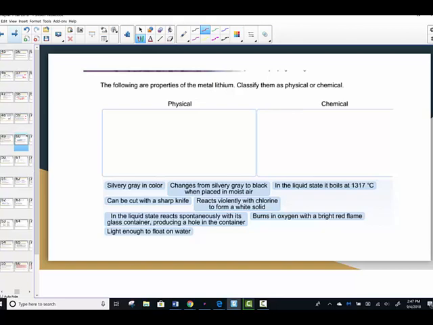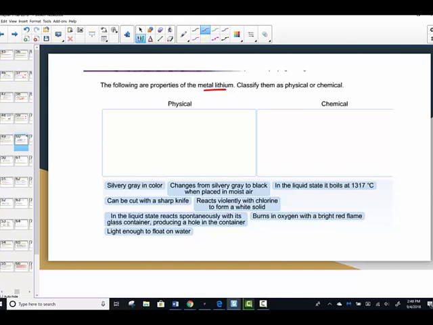I suggest you pause the video here and just challenge yourself. This is a homework question from Sapling. How would you label each of these changes? Is it chemical? Did you make something new? Or is it physical? You did not make something new. Chemical or physical? These all relate to the metal lithium. You try it and then start up the video when ready.